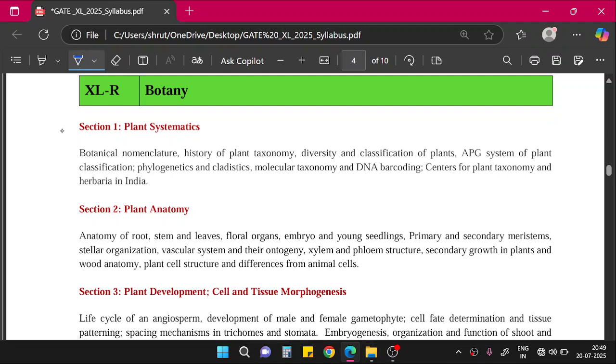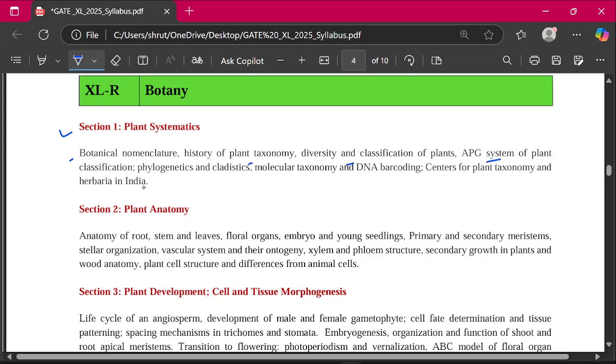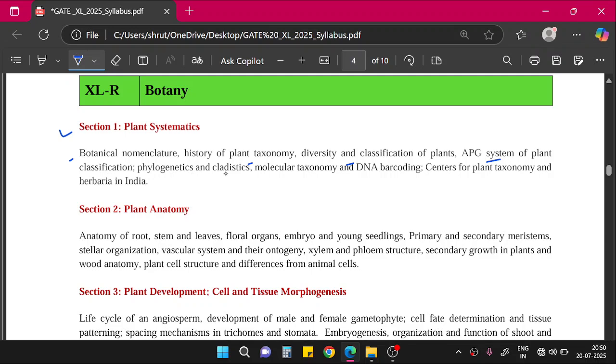In this, the first section is plant systematics, in which we have to study the botanical nomenclature, history of plant taxonomy, then diversity and classification of plants, then APG system of plant classification, phylogenetics and cladistic methods, then molecular taxonomy and DNA barcoding. After that, we have to study the centers for plant taxonomy and herbaria in India. Moving to section 2, which is plant anatomy.